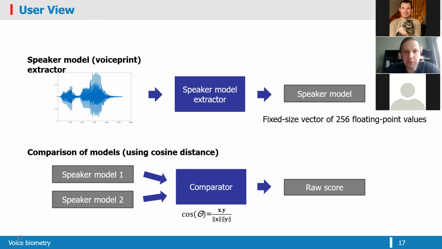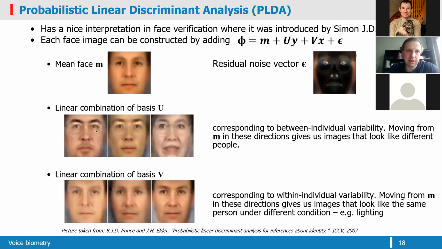So what is the user view on voice biometry? Basically, we have two modules. One is the speaker model extractor or voiceprint extractor that takes input audio and produces a speaker model. It can be done in real time. You don't need recordings. It can work with live audio and so on. The second module is comparison. So you have two speaker models, you have a comparator, and you will get some similarity. I called it here raw score. The comparator can be cosine distance. It can be the probabilistic linear discriminant analysis.